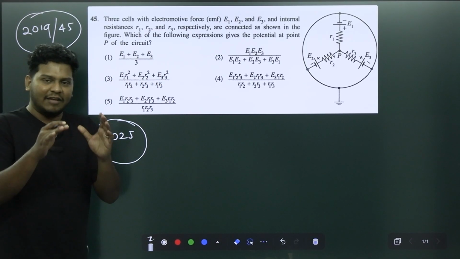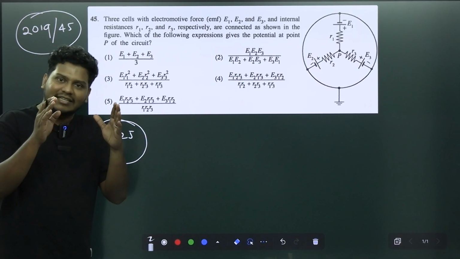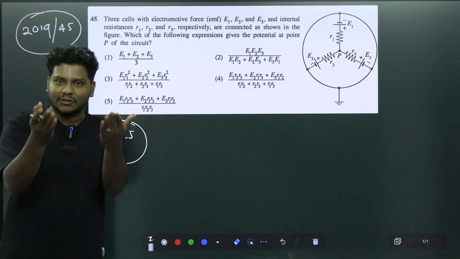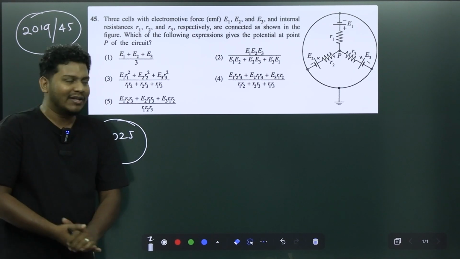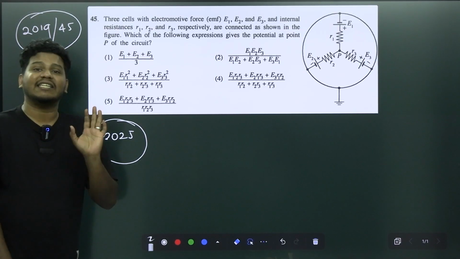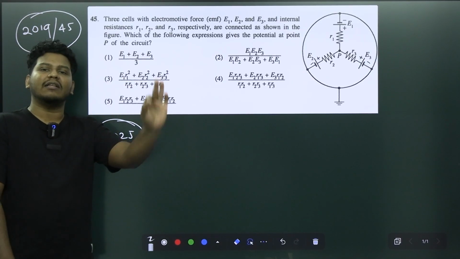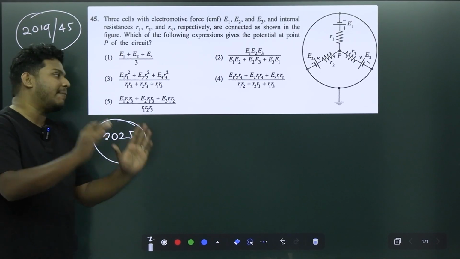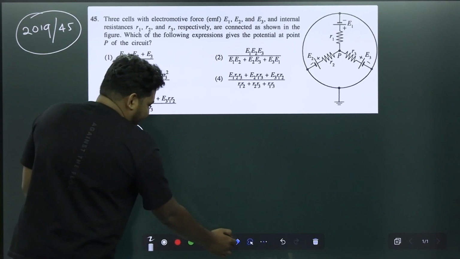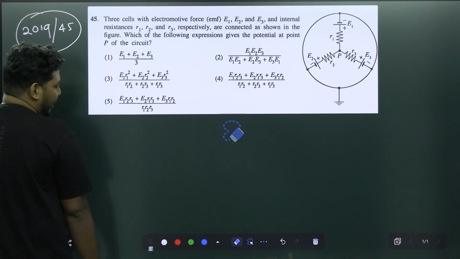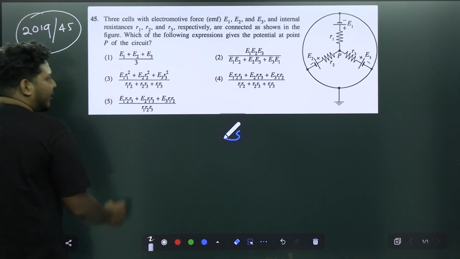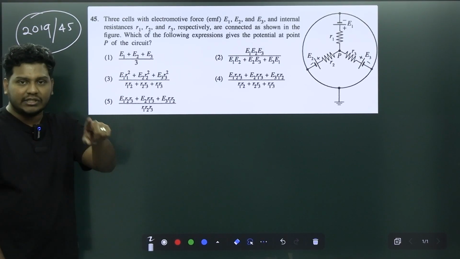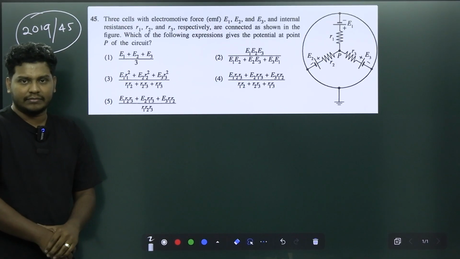So, if you are a 25 batch, 26 batch, or if you are new to A level, or even a 2027 batch student, you can solve this problem within seconds using O level electricity ideas. Okay, right. First of all, I am going to recall a simple theory that you studied in O levels.